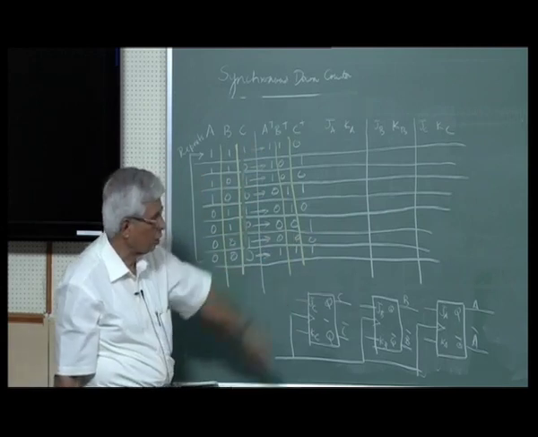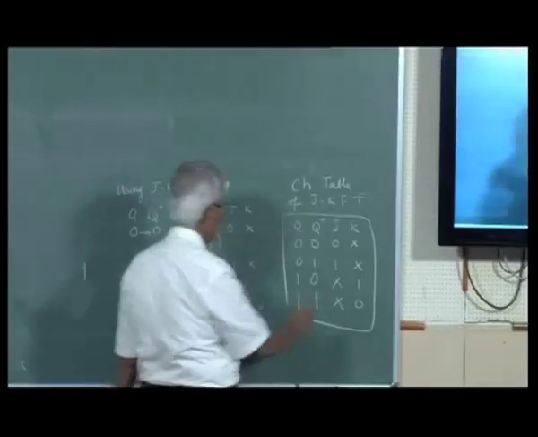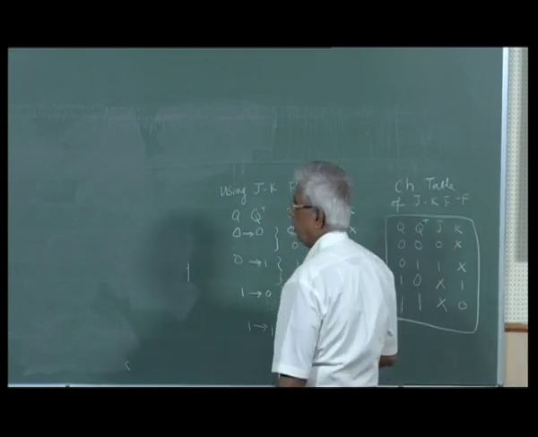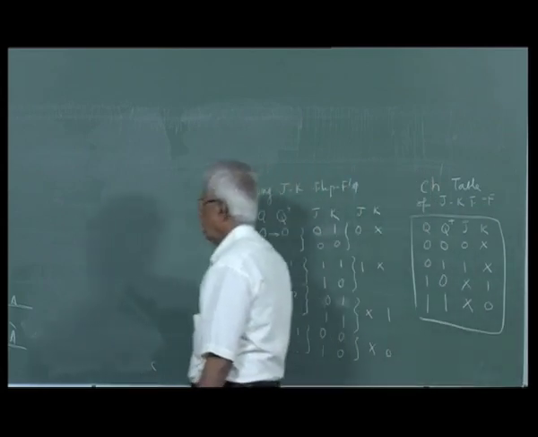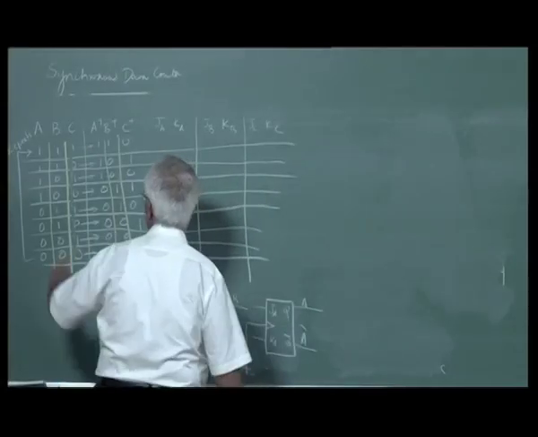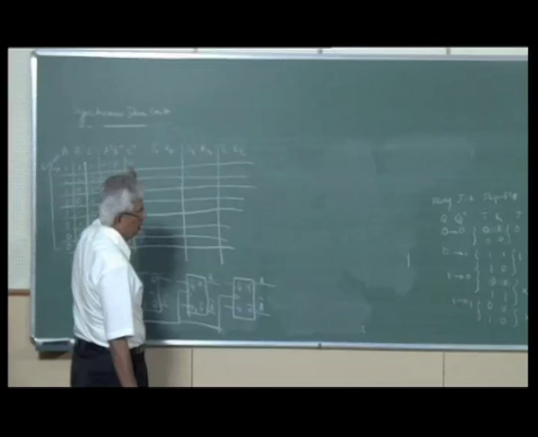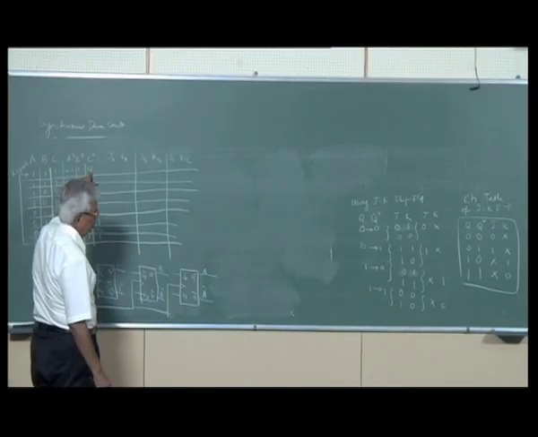For that, I will use this table, Q, Q plus, J, K. So, we will do one at a time. We will start with JC. My reference I need here. So, for present state to next state, 1 0, present state 1 and next state 0, it is do not care, 1.